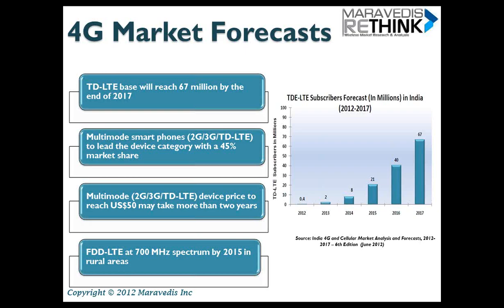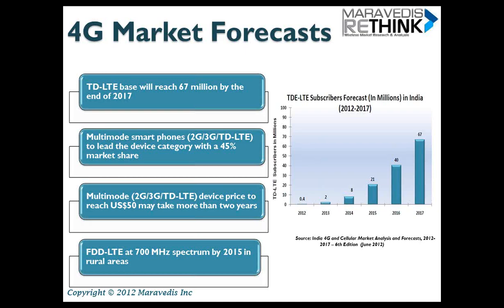Again, indoor CPEs with Wi-Fi and multi-mode dongles are the only two devices currently being used in India. We believe multi-mode smartphones and tablets will not be available in India in the immediate future. By the end of 2017, we forecast 45% of the 4G TD-LTE device market will be multi-mode smartphones, 30% would be multi-mode tablets, 20% multi-mode dongles, and 5% indoor CPEs with Wi-Fi. The absence of a TD-LTE device ecosystem remains the prime hurdle, as I said in my previous slides. So the fall of device price to the $50 price point, which an Indian consumer can afford, may take 1 or 2 years, I would say.